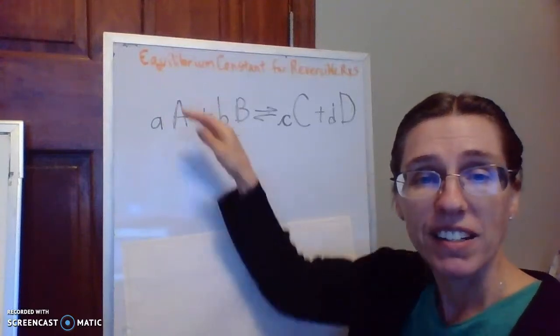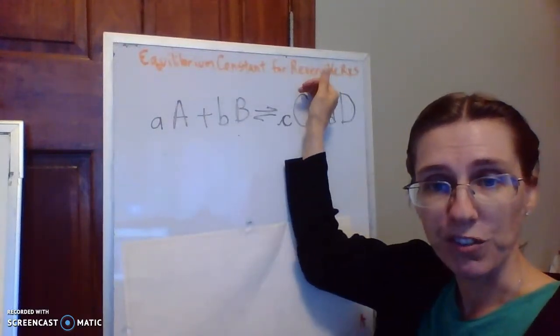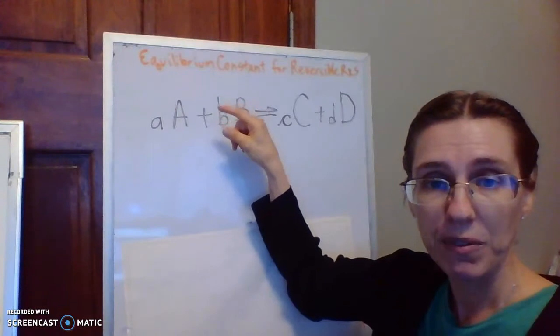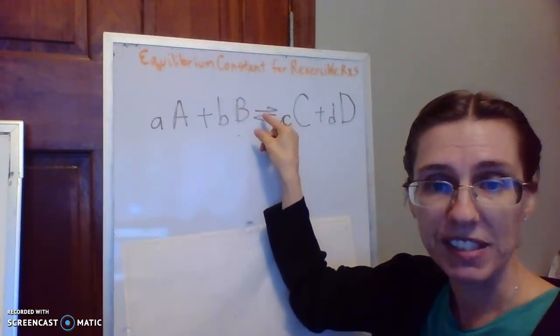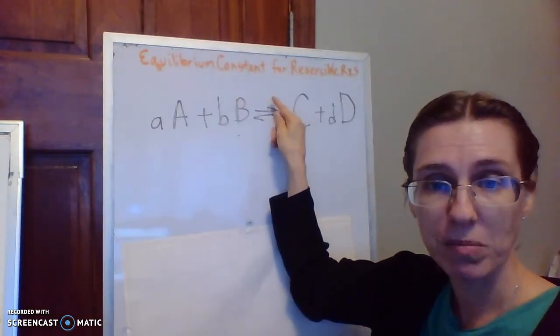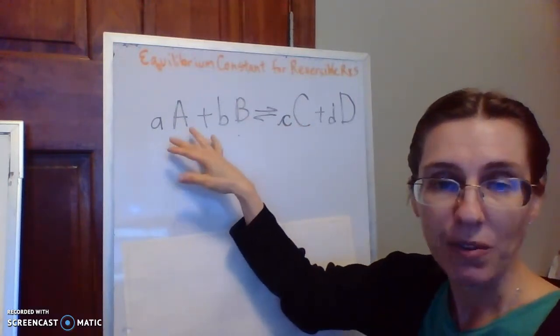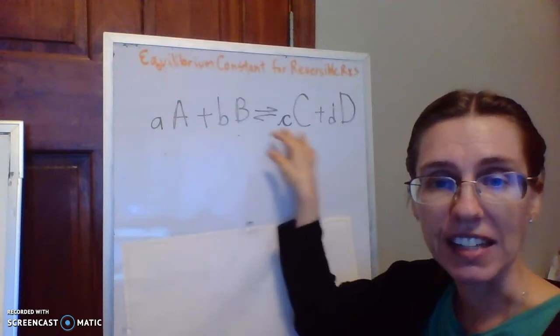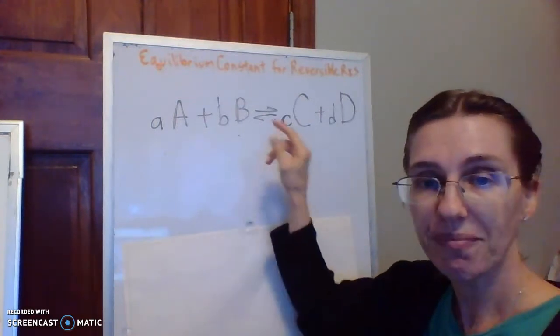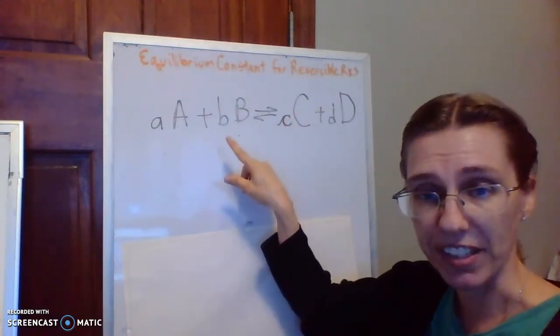Going to be talking about equilibrium constants of reversible reactions. And we know that this is a reversible reaction because we see the double arrow here. Remember, the top arrow means the forward reaction, the bottom arrow means the reverse reaction. We generally call these our reactants and these are products, even though we know that it's going in both directions.